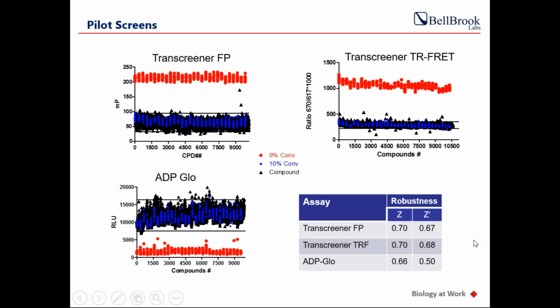So if you look at the Z and Z prime values, the Z being the combination of dynamic range and signal window between the controls, and then the Z prime being for the actual compound data. The FP and the TR-FRET, this is what we typically see. Z and Z prime values of about 0.7. They were a little bit lower with ADP Glow, but still within an acceptable range, and probably mostly because of the scatter that you see here.